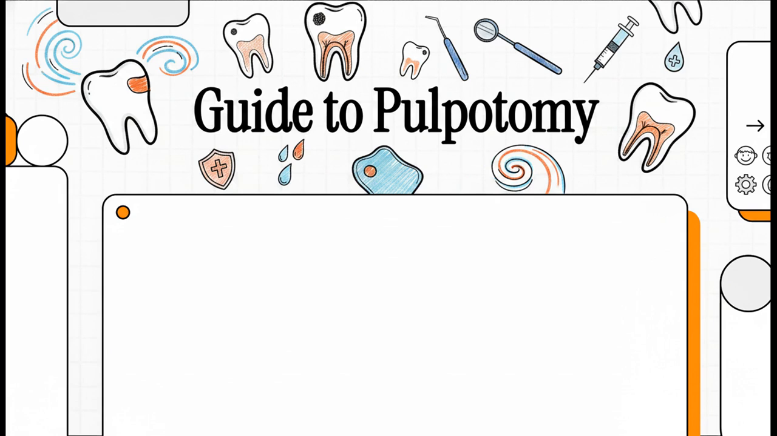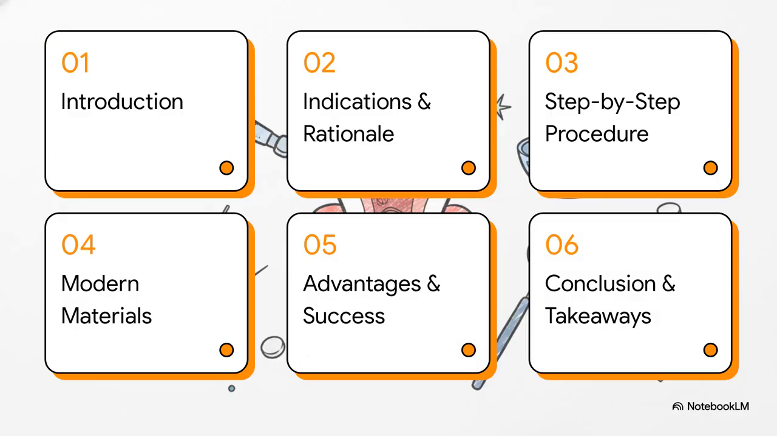We'll be breaking down the biological rationale, your step-by-step clinical playbook, and the modern materials that actually make this procedure so incredibly successful. Okay, let's dive right into our roadmap for today. We've got 6 main sections we're going to hit. First, an introduction to pulpotomy, then indications and rationale. After that, we'll go through the step-by-step procedure, check out modern pulpotomy materials, look at the advantages and success criteria, and finally wrap up with conclusion and takeaways.